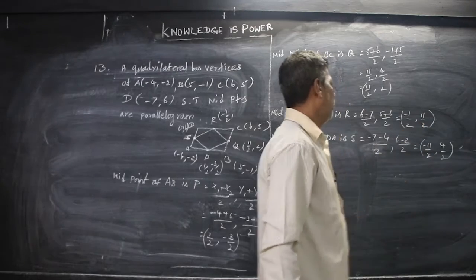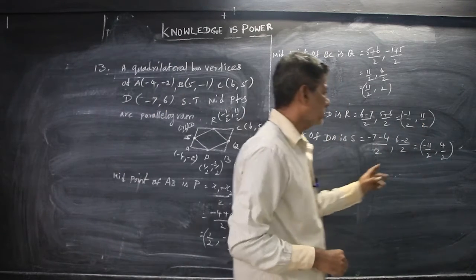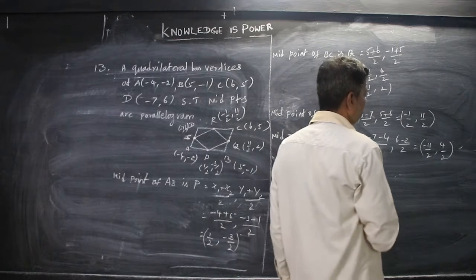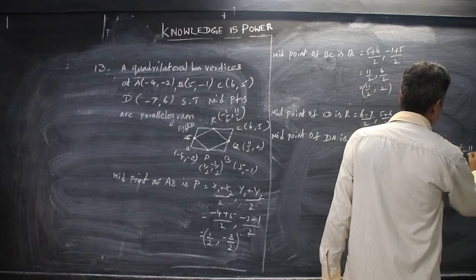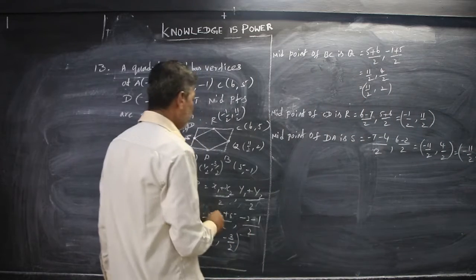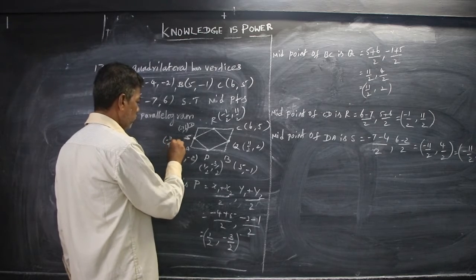For the second one, 11 by 2. Then for S, minus 11 by 2, 4 by 2 is nothing but what? We can also write this as minus 11 by 2 comma 2, because 2 times we will go. Minus 11 by 2 comma 2.